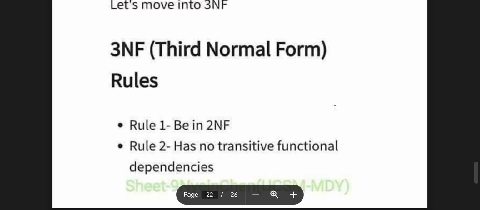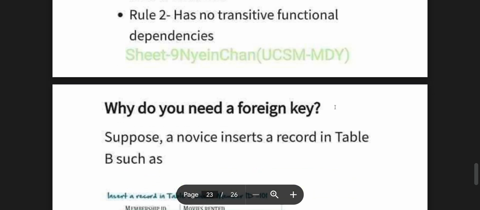3NF, third normal form rules. Rule 1: be in 2NF. Rule 2: has no transitive functional dependency. Why do we need a foreign key?